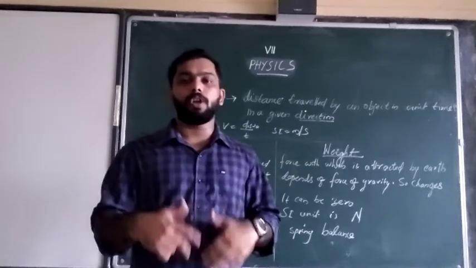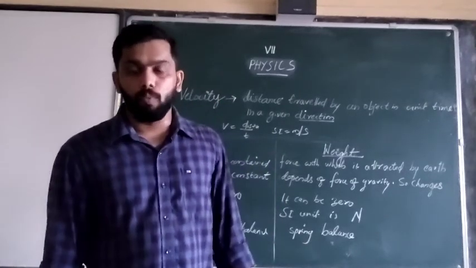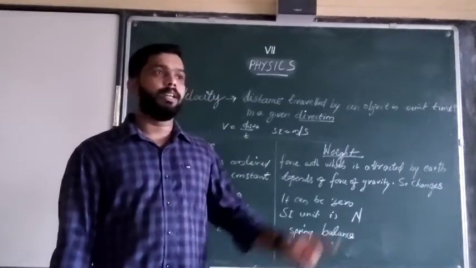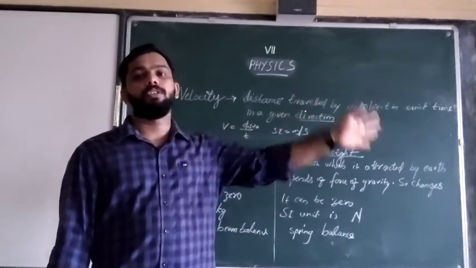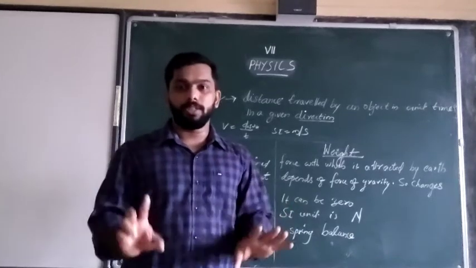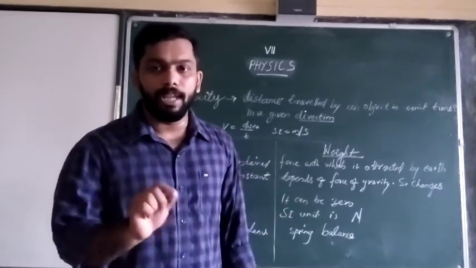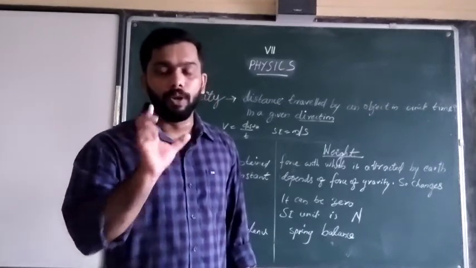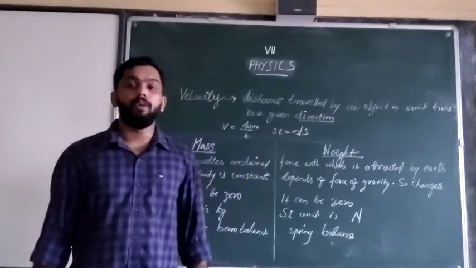For example, a car is traveling, maybe the first 1 minute 1 kilometer, the second 1 minute maybe 500 meters, but it is going towards the east. The direction is not changing, but in equal intervals of time the distances are unequal. Then we can say that it is an example of non-uniform velocity.